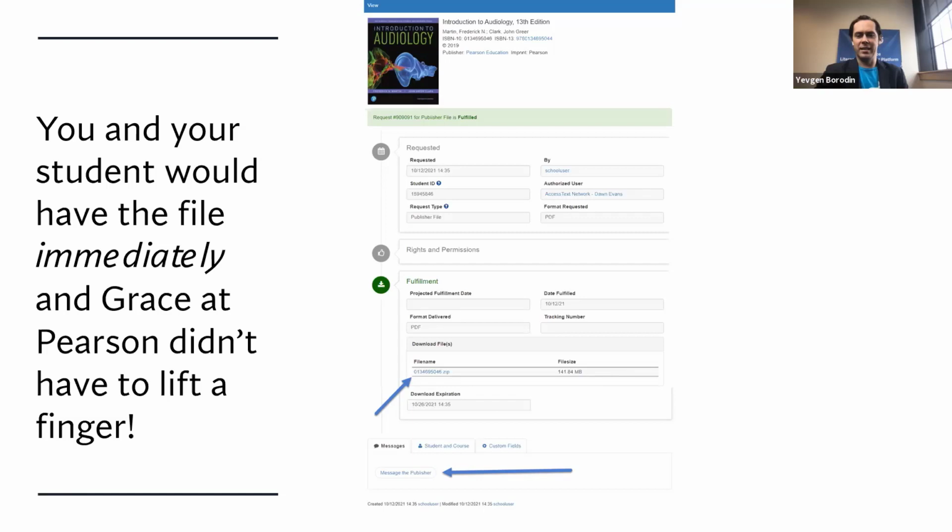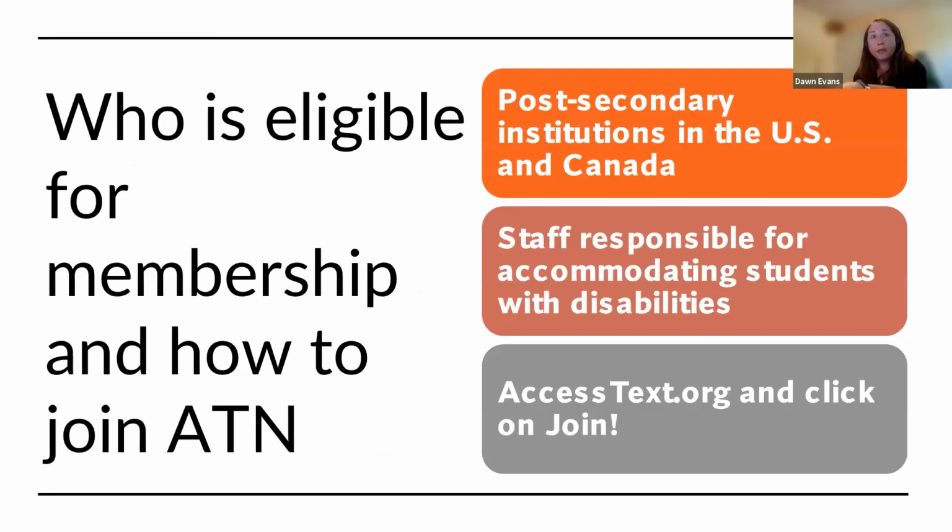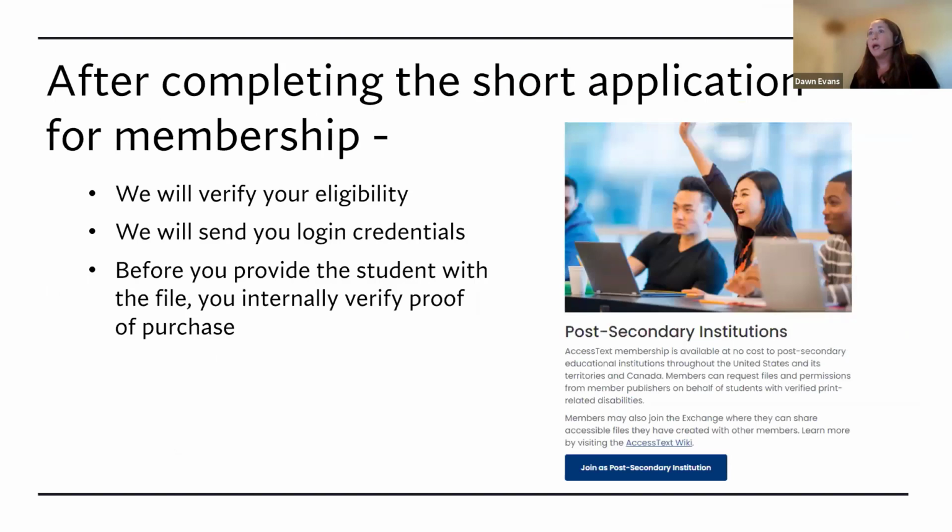Yes, it is only for post-secondary institutions in the US and Canada. I would love to expand someday. Maybe we can. And then it is specifically for the staff at that college who's responsible for accommodating students with disabilities. And to join, it's very easy. Go to accesstext.org, click on join, put in your information, read the membership agreement, submit. I'll get notification that you applied. I will verify your eligibility by searching for you on your school's website. And then I will send you login credentials. And you know, when you get your first file, all you have to do is sort of internally through your own process, verify proof of purchase with the student, and then you can give them the file.